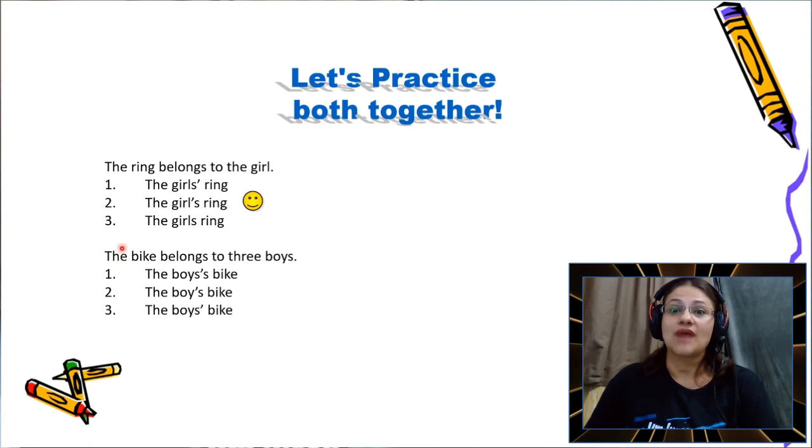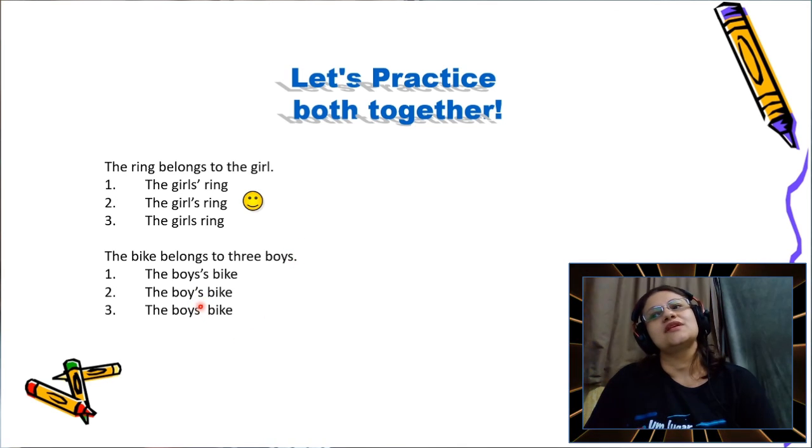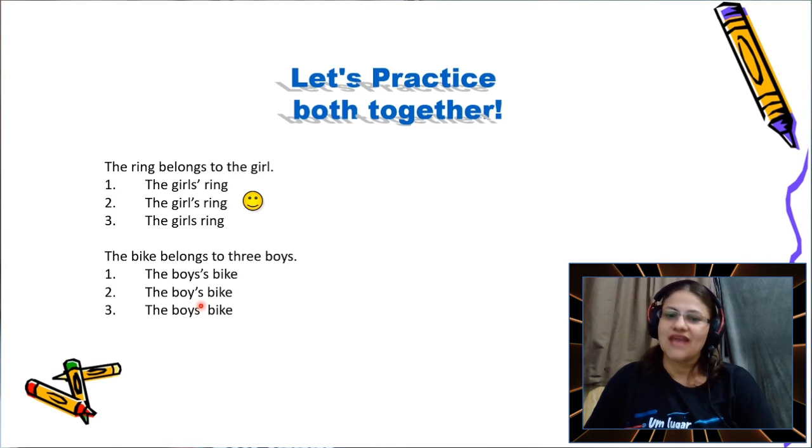I have 1 bike, and the possessor is the 3 boys. Okay, so boys is a plural noun. So I just say the boys' bike. Okay, here, the boys' bike. This word already ends with an S, so I need to just put the apostrophe. I can't repeat the S twice here. The boys' bike.